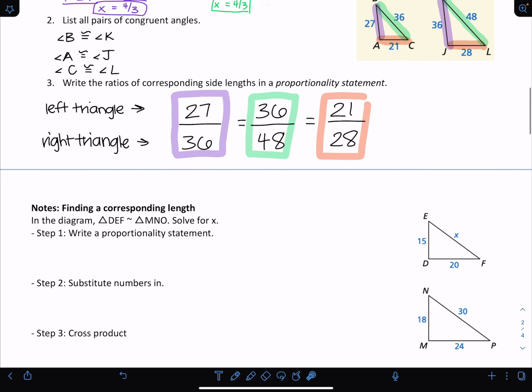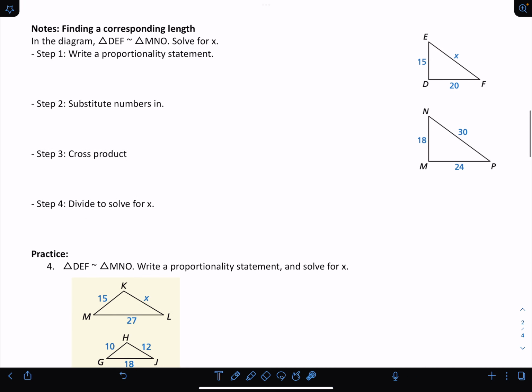Scooting down, our second note section is finding a corresponding length. So if you look at the picture over here, we've got two triangles again, but this time we don't have all of the side lengths. We're missing this one here. We don't know what x is. We can write a proportionality statement so that we can solve for what x is.